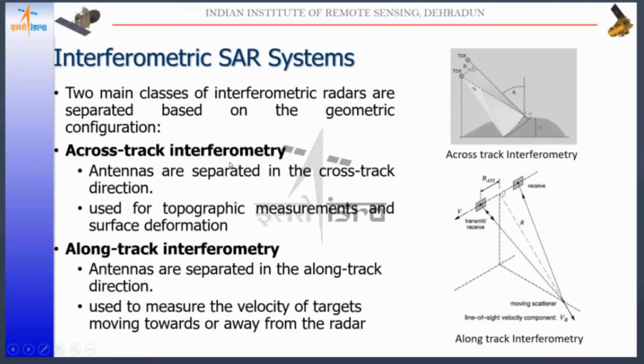Both have different applications. If we have to derive the digital elevation model or measure surface deformation, then we have to use across track interferometry, because in the SAR image the range contributes towards the height.